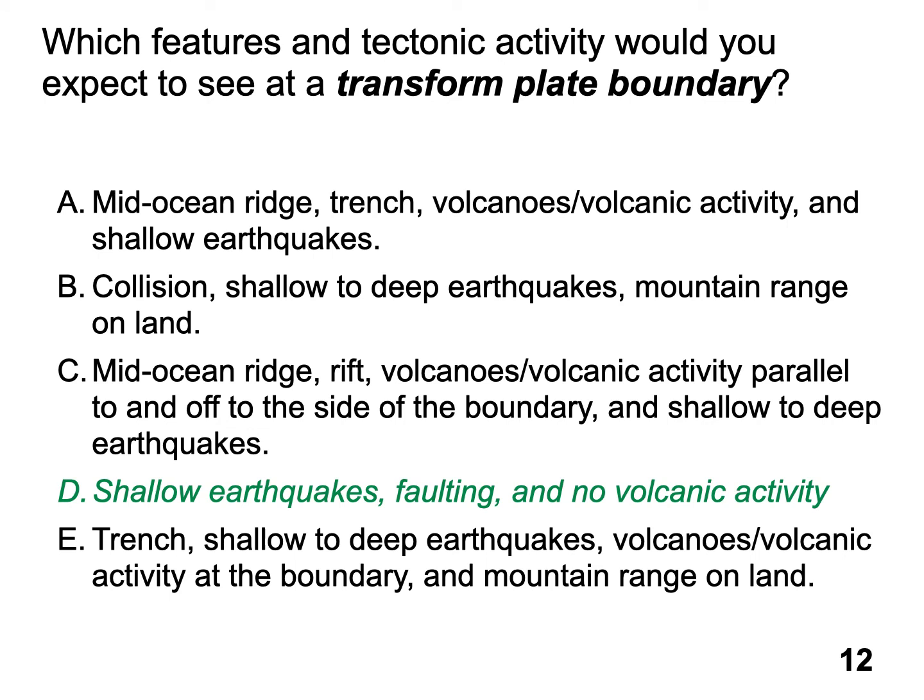How about B, collision? Well, collision only happens to two continental plates that are converging, have convergent plate boundaries, so that's not going to work. Deep earthquakes don't occur at transform plate boundaries. We kind of get mountain ranges on land, but not normally what we would think of as the large mountain ranges on Earth. So B is not going to work.